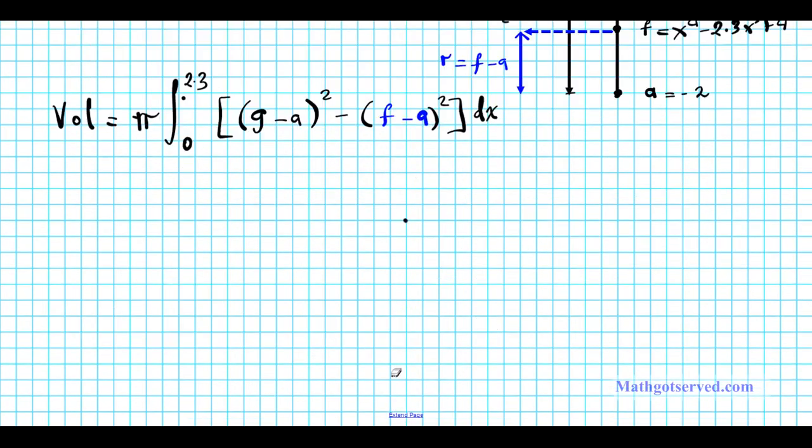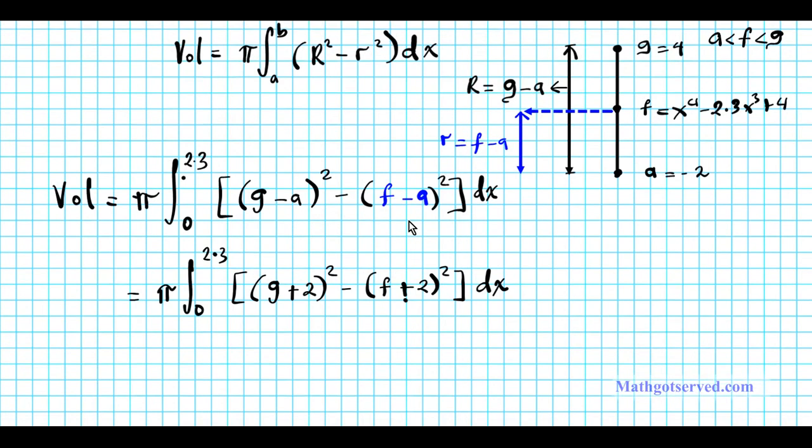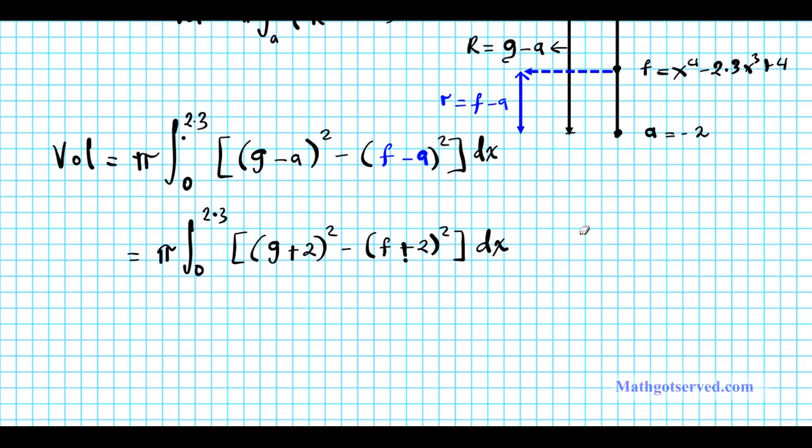So let's go ahead and rewrite that. We're going to be inputting in our calculator the integral from 0 to 2.3 of G minus A, which is minus -2, so it's G plus 2 quantity squared, minus F minus -2, so that'll be F plus 2 quantity squared, dx. This will help us find the volume of the solid when this region R is rotated about x equals -2. Okay, let me go ahead and show you how to do this with your calculator.